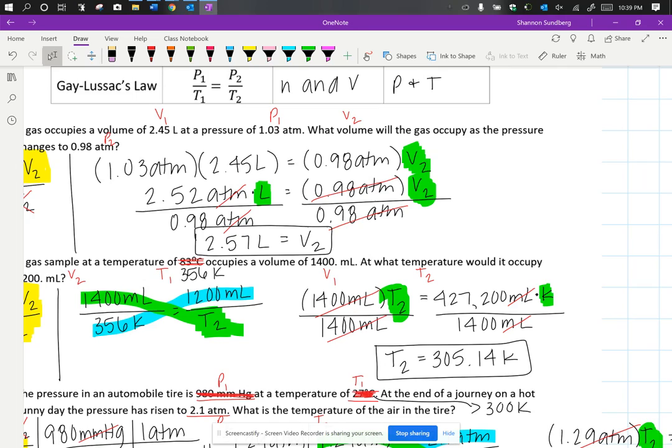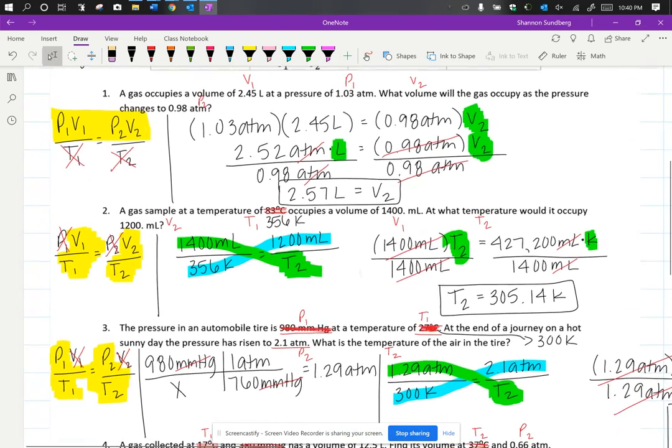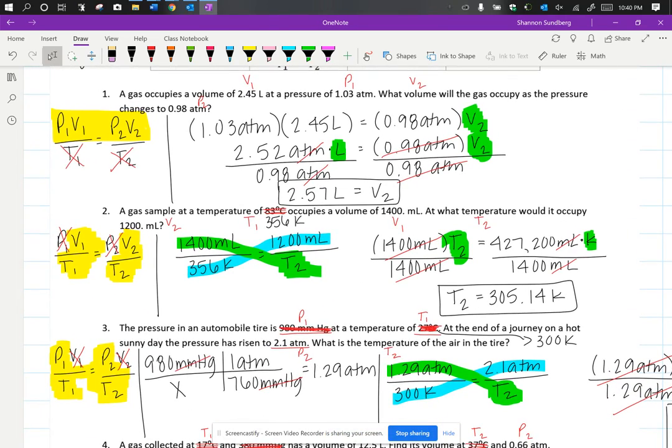Oops, liters. Okay, so I know I say it in class and I know I harp on you about it, but the reason why is it's a great way to check yourself.